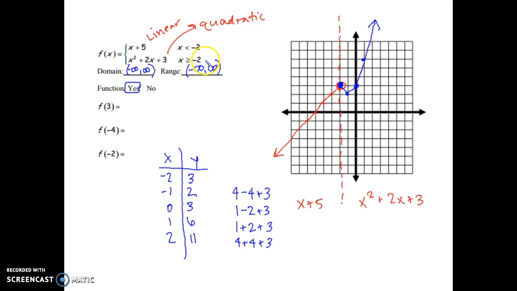So 3 is greater than -2. So I'm going to use the bottom equation. So if I plug in 3, we end up with 3 squared, which is 9. 2 times 3 is 6, plus 3, and that gives us 18.